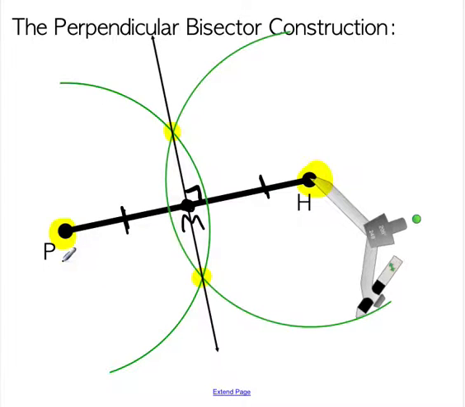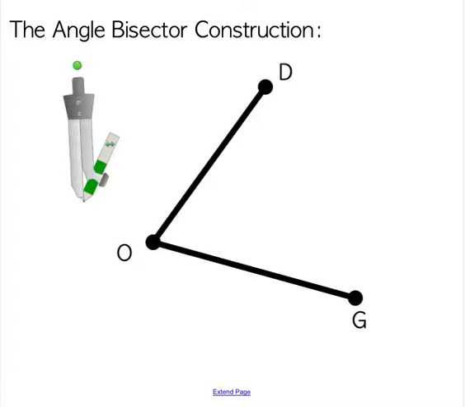So the two most important points to start were P and H, but we created these two new ones in the process of swinging my half circles. The angle bisector construction is similar stepwise, it's just with an angle instead of a segment. So the first thing we have to do is identify the most important part of the angle, and hopefully you've seen the angle basics video or the naming video, and you know that the most important point is the vertex O. So that's where we have to start our compass.